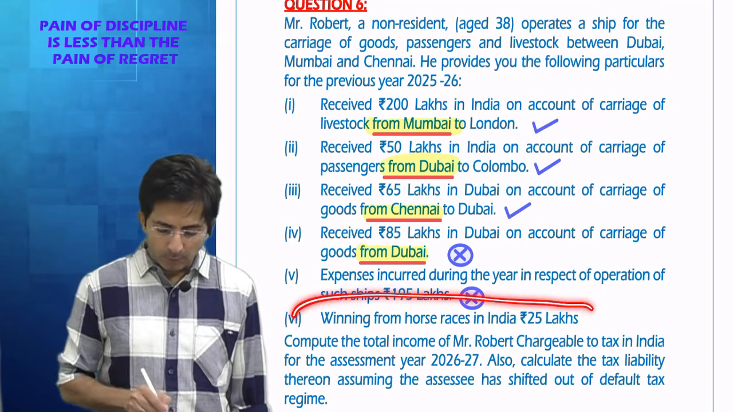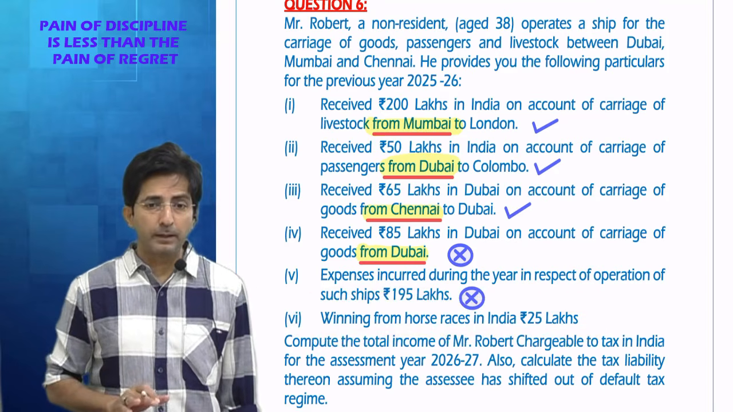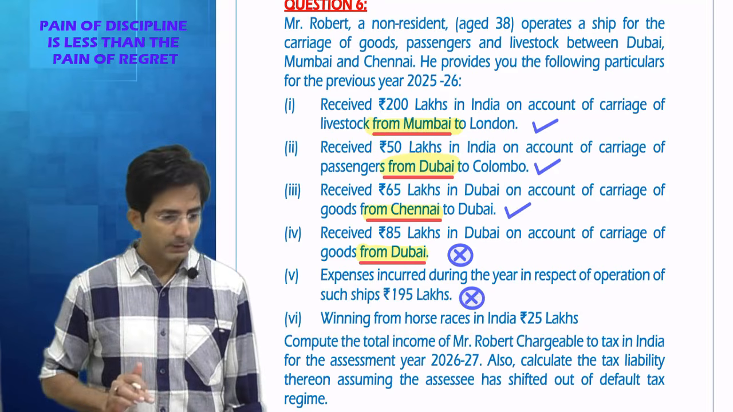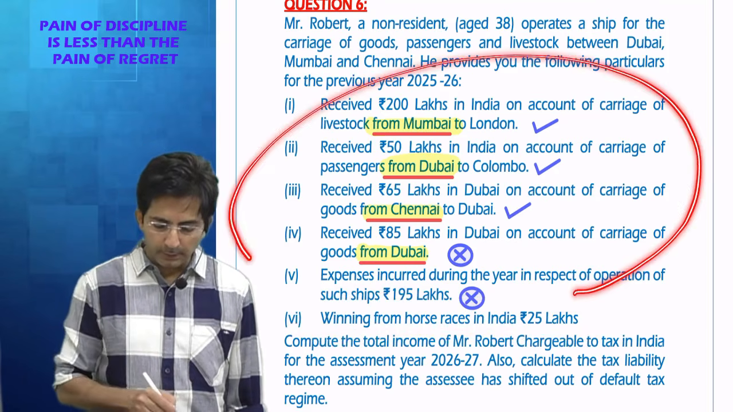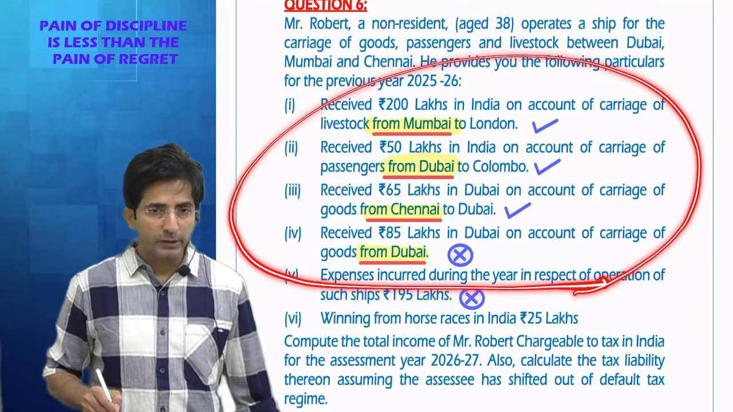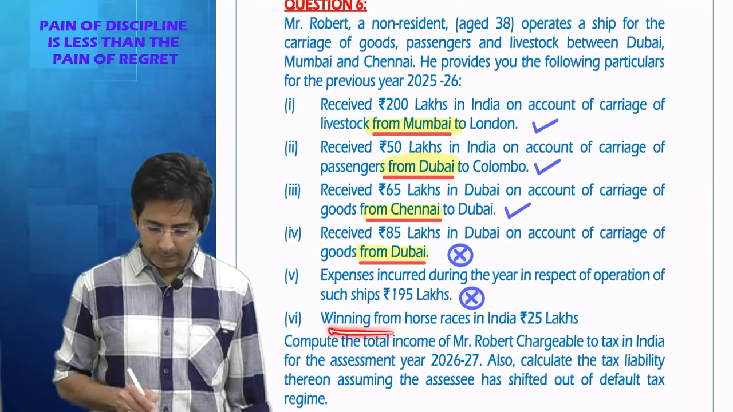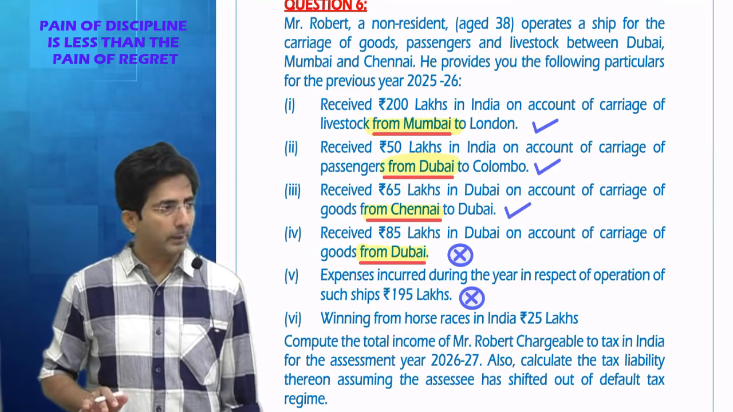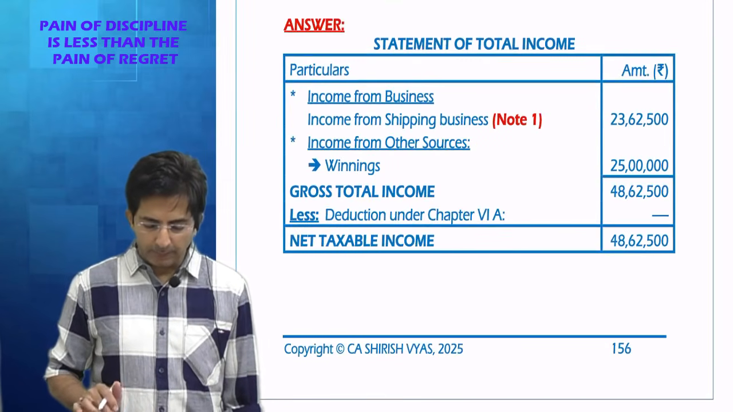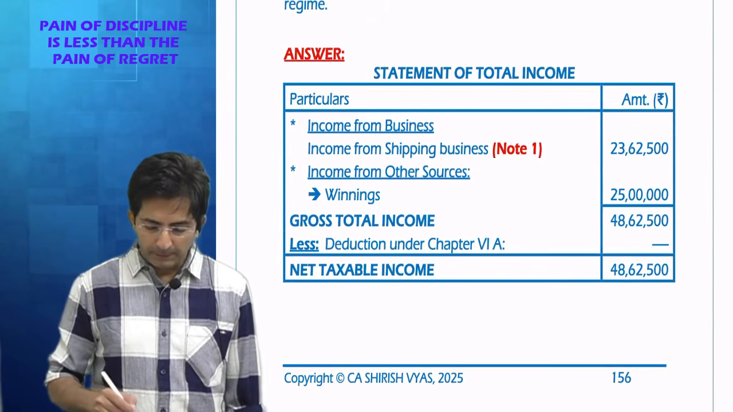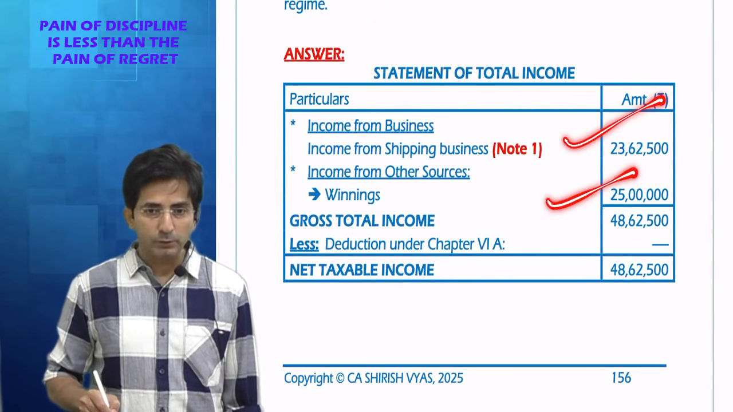Then winnings from horse, this is altogether different income. Income from other sources. So PGBP will be based on the voyage information. But winnings will give you income from other sources. So see, of the 5 heads of income, we have PGBP and income from other sources, where we have got winnings.